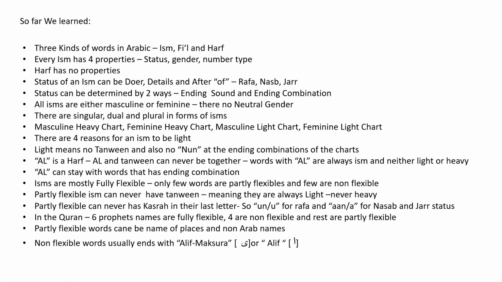We have also talked about flexibility. There are three types of flexibility. Most of the words are fully flexible, and a fully flexible word can take any type of form in the rafa, nasab and jar. So u, a, i sound, or un, an, in sound. It could be light, it could be heavy, no problem at all. But partly flexible is always light, and they cannot take tanween, and they cannot take kasra in their last letter.